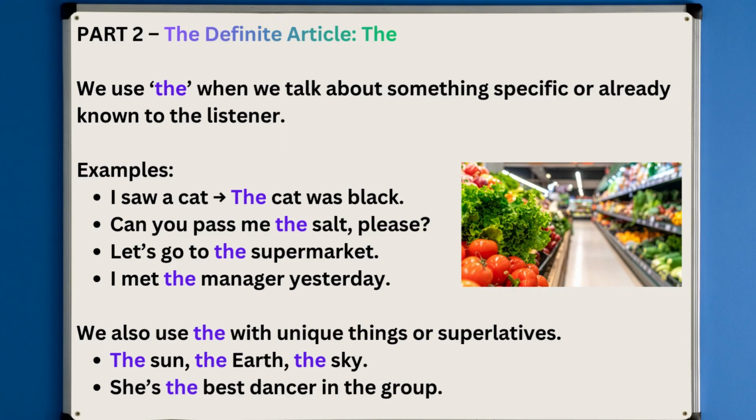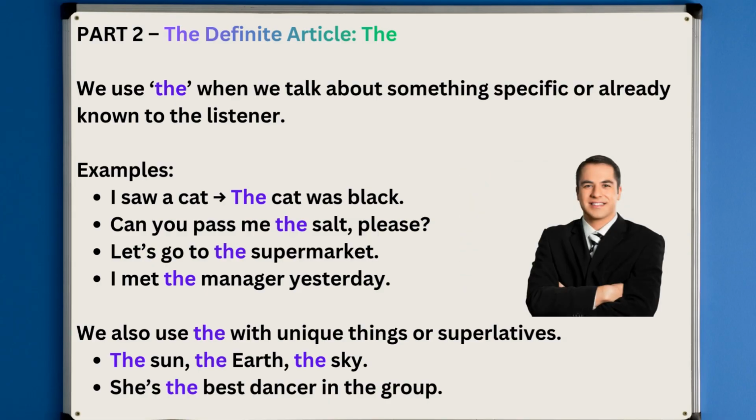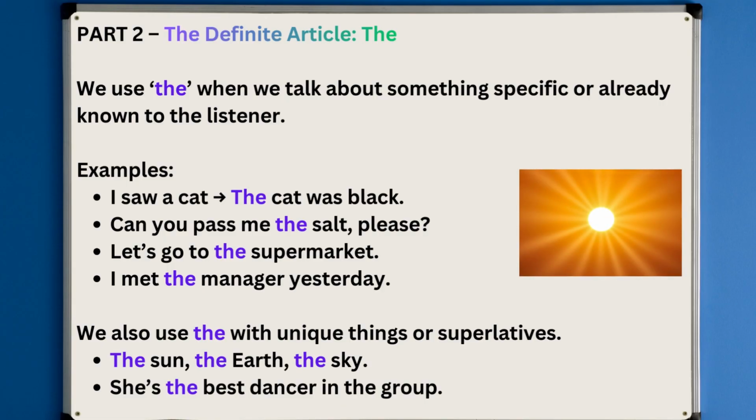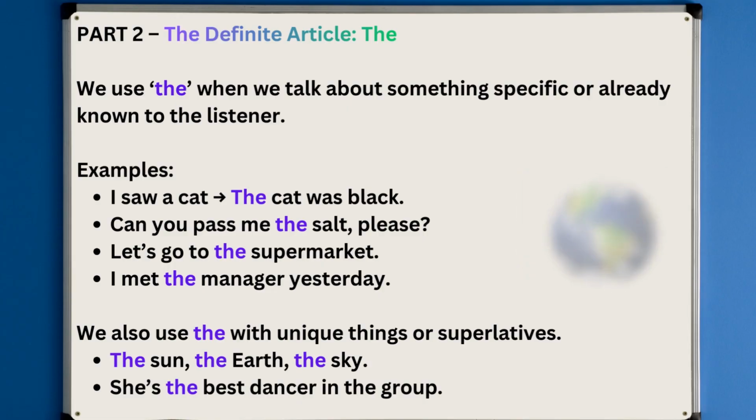Let's go to the supermarket. I don't want to go to any random supermarket. I want to go to a particular supermarket. The supermarket. I met the manager yesterday. It's not just a random person, it's the manager. Somebody I know, the manager. We also use the with unique things or superlatives.